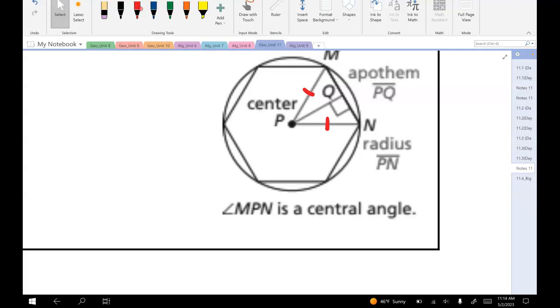Since our height goes down and it's perpendicular to our base, it bisects angle P, which is going to be our central angle. And that's what we're going to use in the following examples on the back page to find angle measurements: the fact that our apothem bisects our angle. And then last piece, angle MPN, so M to P to N, is a central angle, meaning it goes from the center of our circle, or in this case our polygon, and it has an arc or a side length that it intercepts.